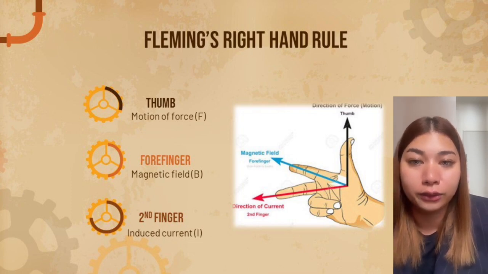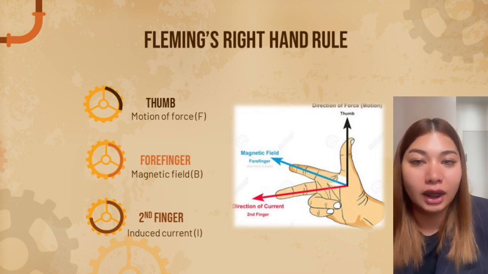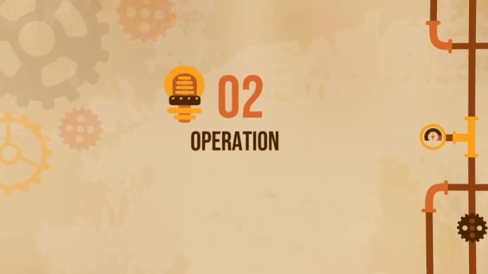Okay, the third law is the Fleming right hand rule. Fleming's right hand rule shows the direction of the motion of force, the magnetic field, and the induced current. We use the right hand rule because the thumb shows the motion of force, the fourth finger shows the magnetic field, and the second finger shows the induced current.